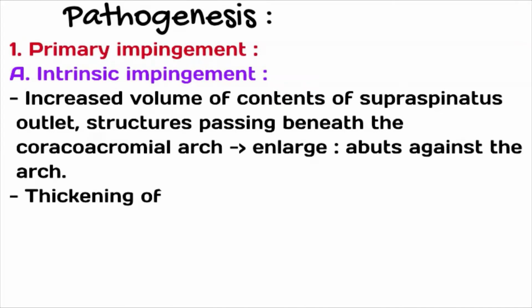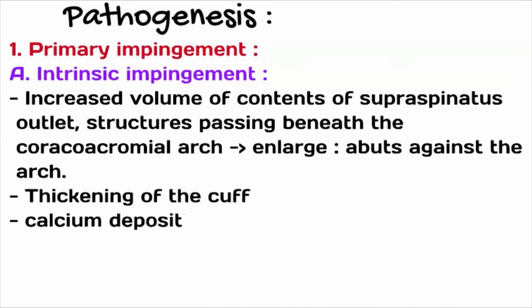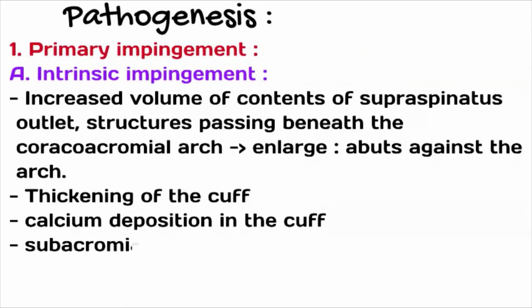For A. Intrinsic impingement, there is an increased volume of contents of the supraspinatus outlet. The structures passing beneath the coracoacromial arch will enlarge and abut against the arch. There will be thickening of the rotator cuff, calcium deposition in the cuff, and subacromial bursitis.